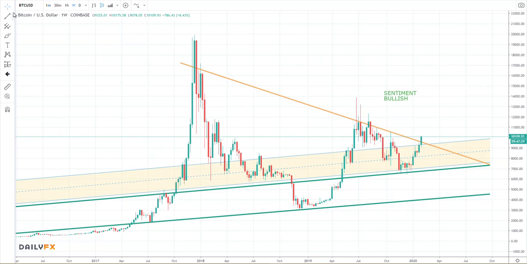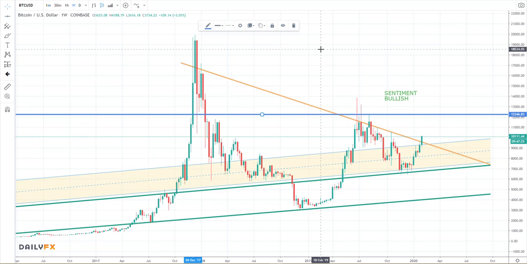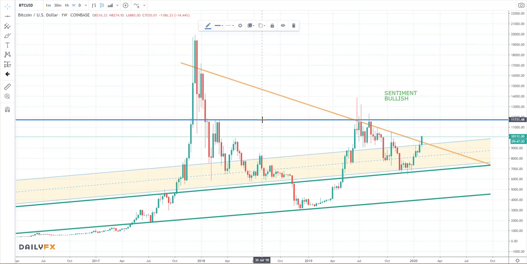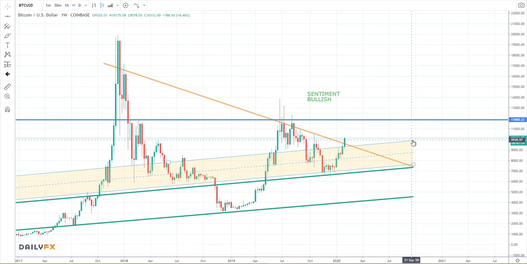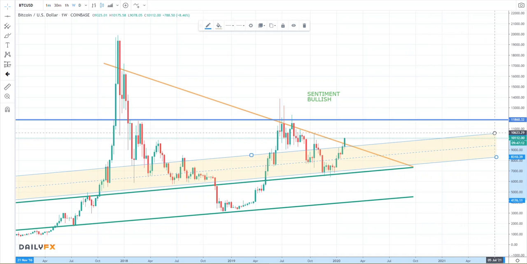So what this tells me is that next we will see price make an attempt for the 12,250. Let's say maybe, let's just say the 12,000 mark. We should see price test the 12,000 and potentially remain in this channel.